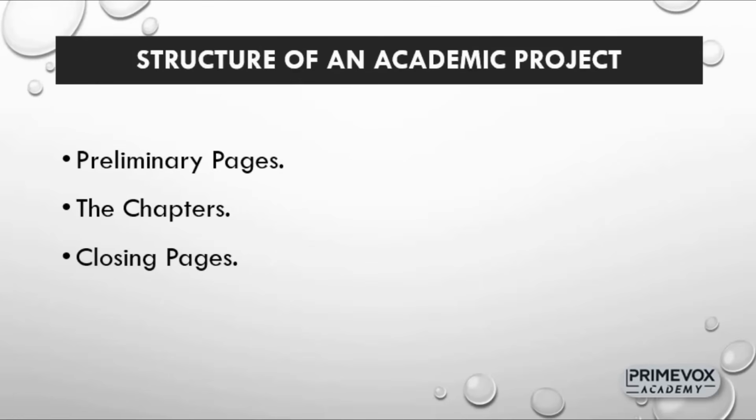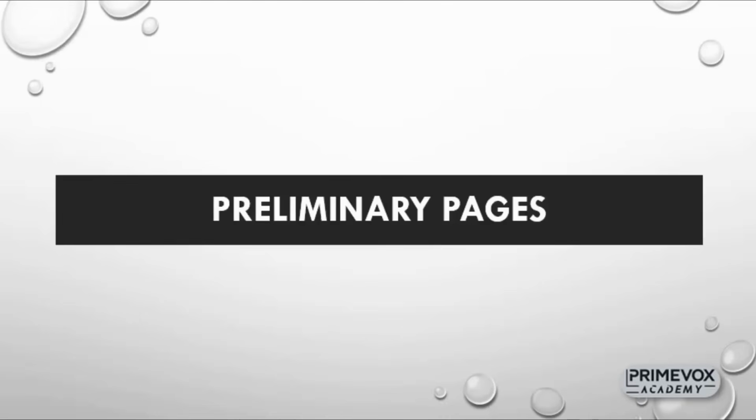So we have divided it into 3. That is the preliminary pages, the chapters, that is basically from chapter 1 to chapter 5. Then the closing pages. We'll be taking them one after another. Now we'll be beginning with preliminary pages. What do we mean by preliminary pages?